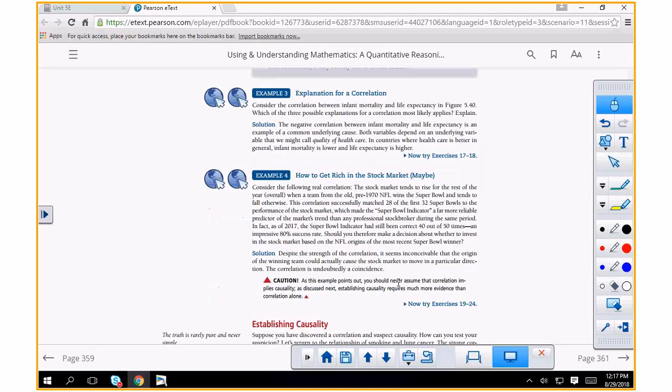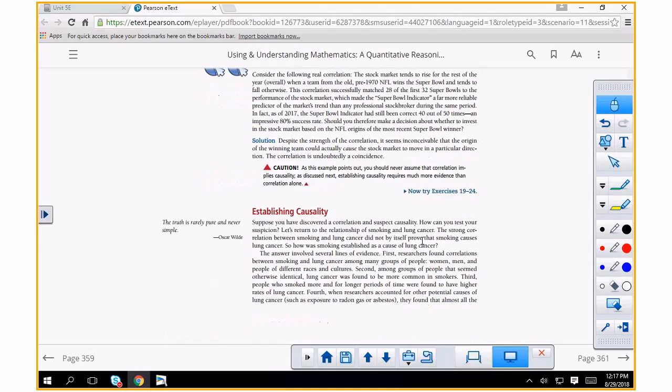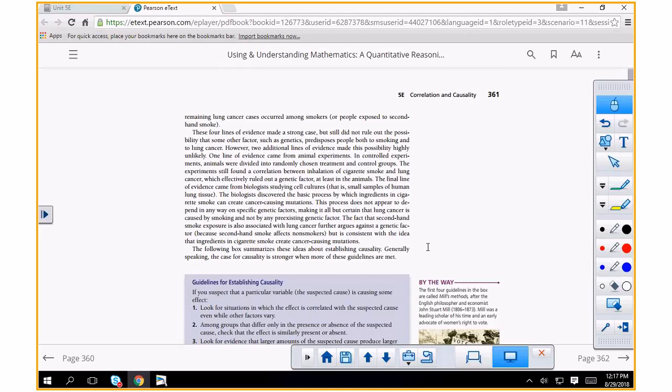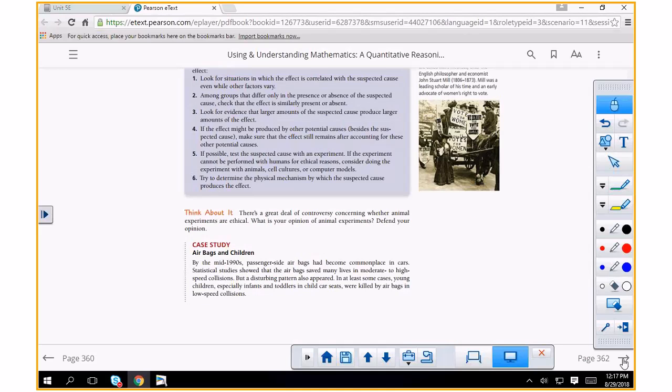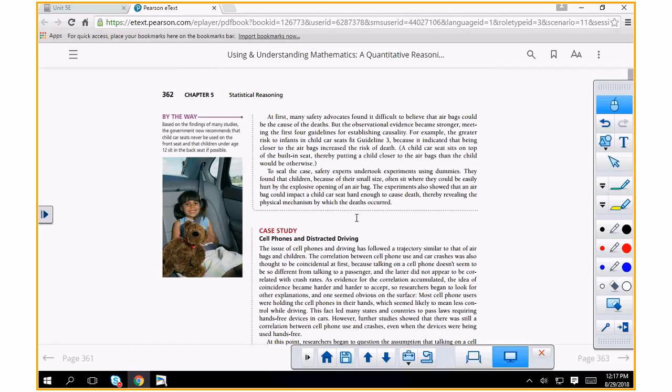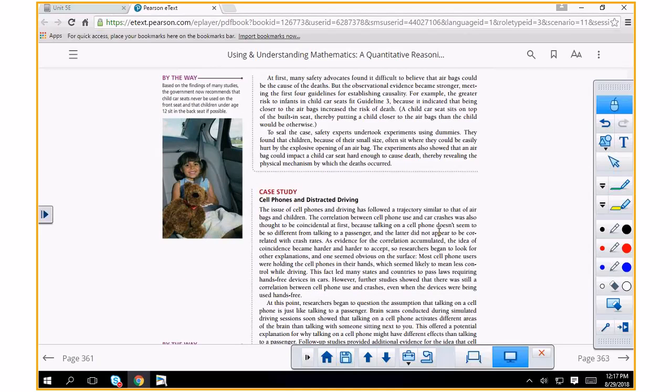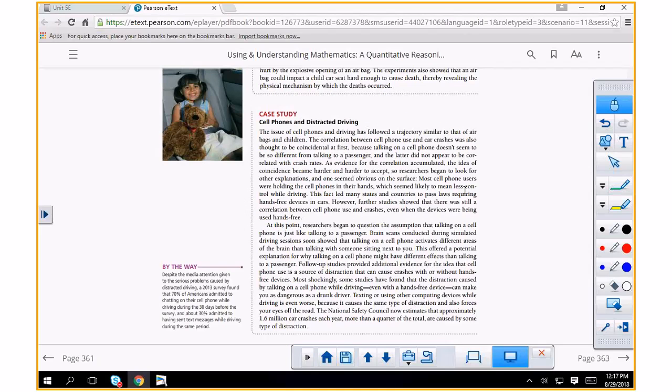How to get rich in the stock market. You read this, you'll be rich. Okay? I'm not even going to touch that. Cell phones and distracted driving. You think there's a causality there? Yeah.